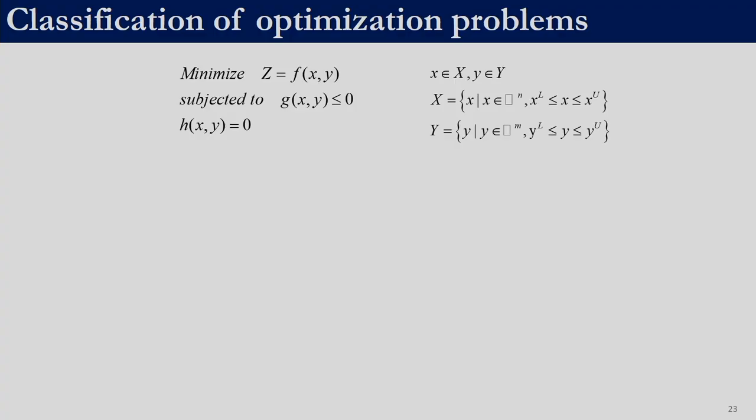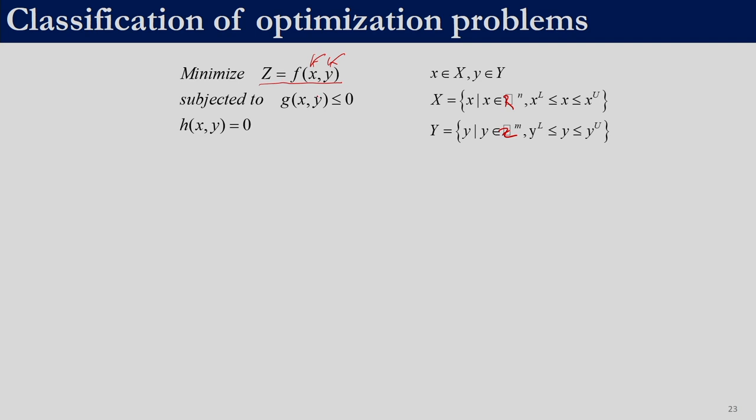Now let us look into how we classify optimization problems, right? This is a typical optimization problem. Let's say we have an objective function which involves x, which stands for the continuous variables, and y, which stands for binary variables or integer variables. Even if we have sets, those can be converted into integer variables, right?